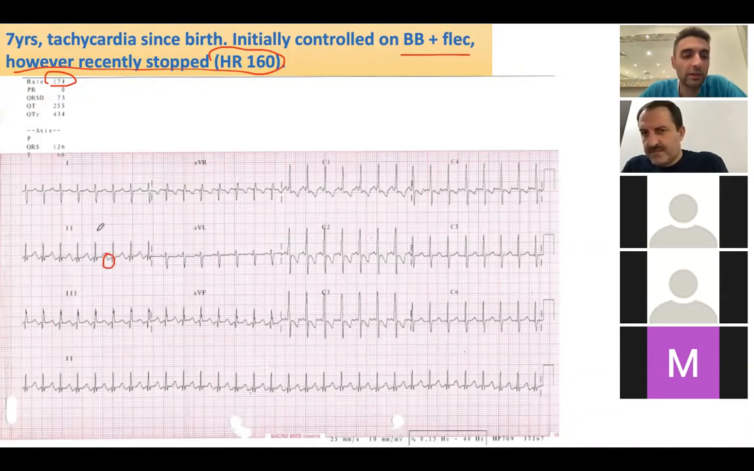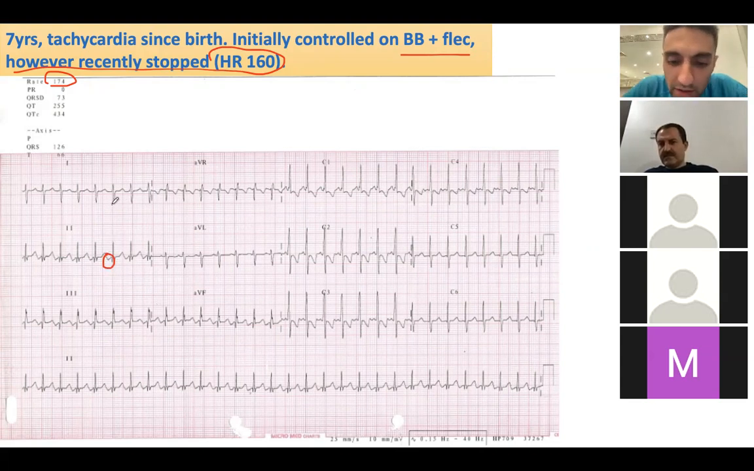Okay, excellent. So there is a narrow complex, regular tachycardia with long RP, narrow complex tachycardia, right? Yes. Is it sinus tachycardia or not?